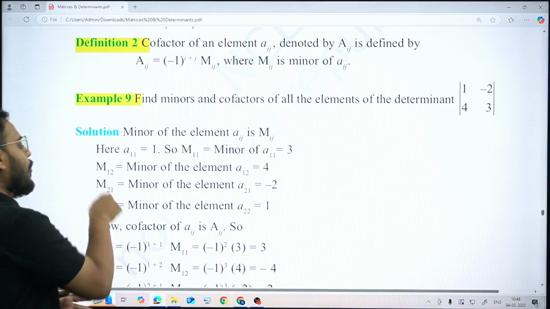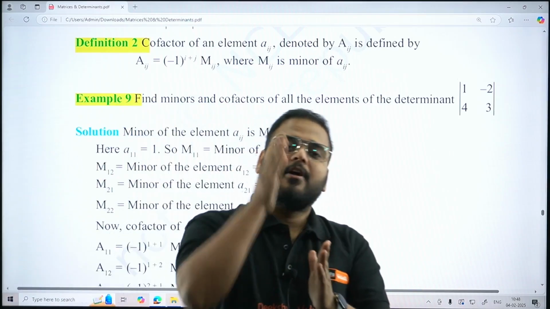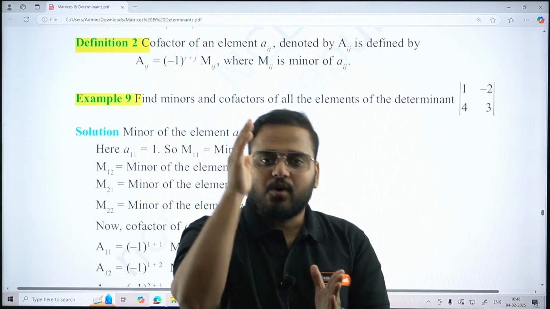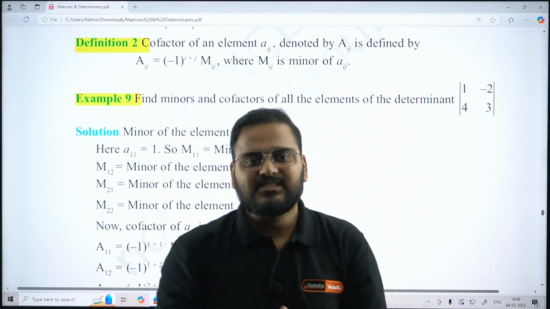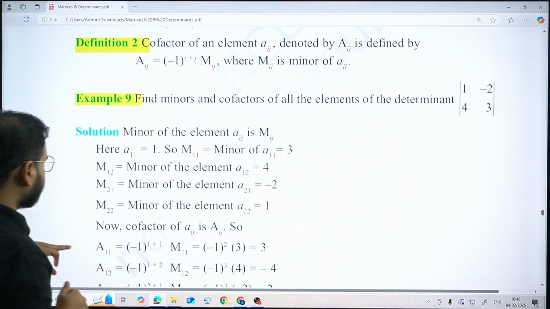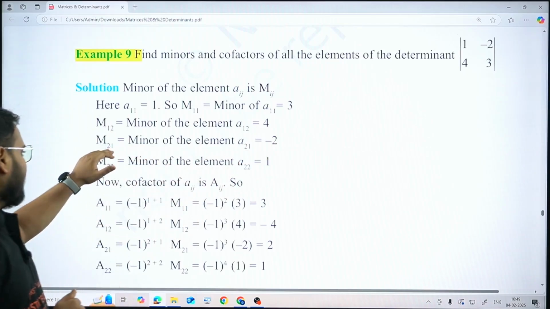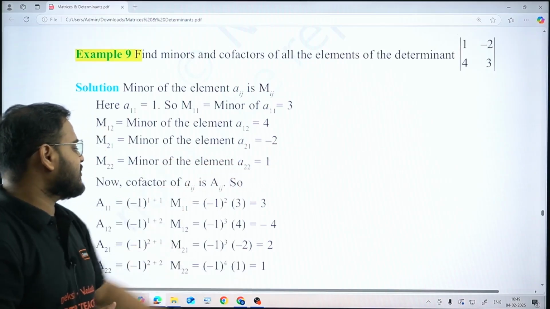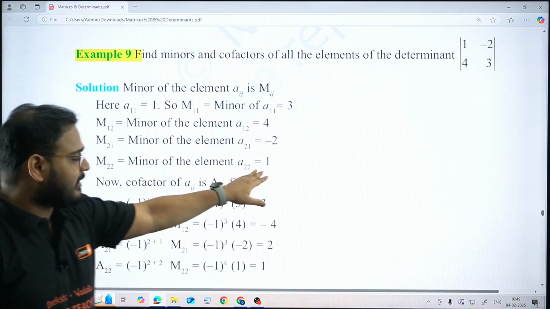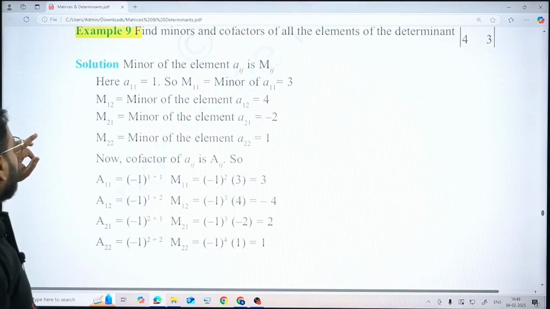How come, sir? 1 plus 2 is odd, no? So there will be a sign change. Just remember this rule: whenever the sum of i and j is odd, there will be a sign change in the cofactor. Okay? Chaliye. M21 is, bacha, minus 2. What is A21? Plus 2. Sign change, sir. M22 is, bacha, 1. 2 plus 2 is even, sir. It will remain the same, 1 only. No sign change. Example number 9 is done.